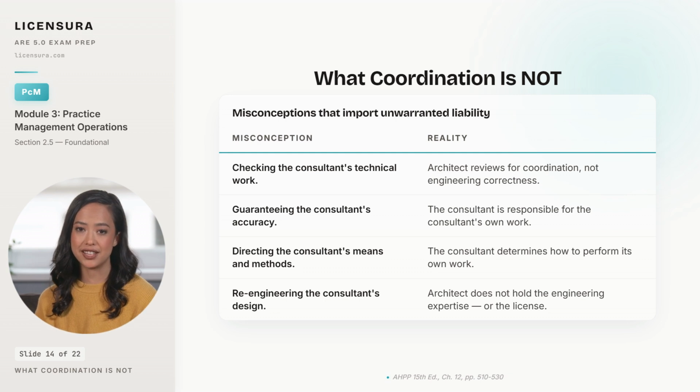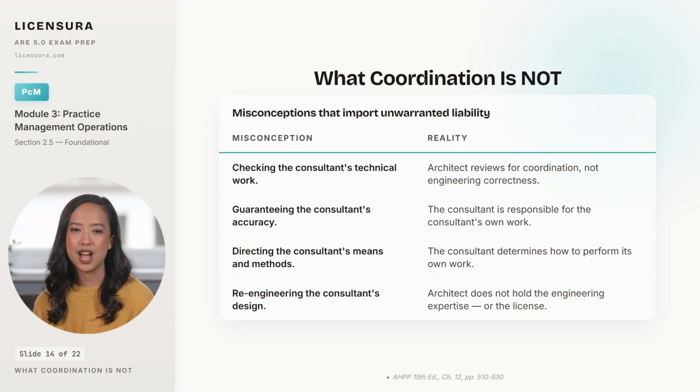The second is that the architect guarantees the consultant's accuracy. The architect does not. The consultant is responsible for the consultant's own professional work and carries its own insurance for it. The third is that the architect directs the consultant's means and methods. The consultant determines how to perform its own work, in the same way a contractor determines means and methods of construction. And the fourth is that the architect re-engineers the consultant's design when problems surface.